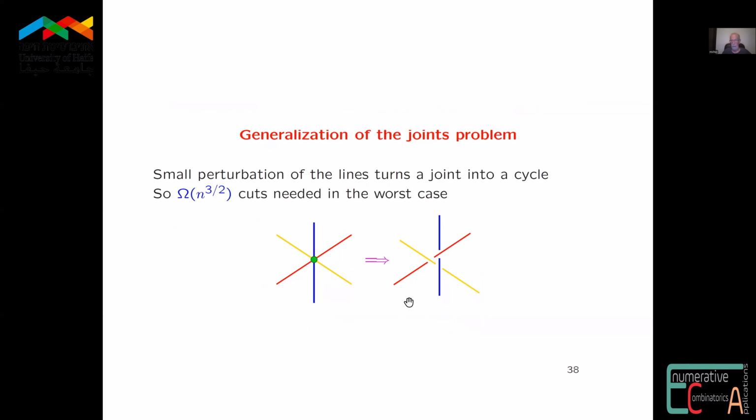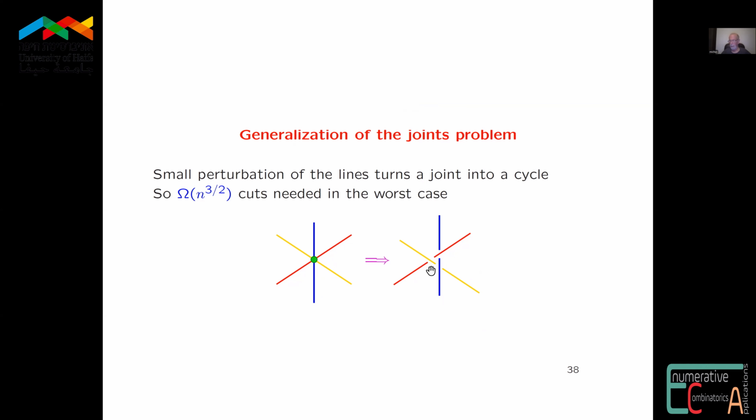Okay. So what bound are we after? Let's go back to the joints problem, which I mentioned early on, and observe. You get here 3 non-coplanar lines passing through the point. But if you shift each of them a tiny amount either way, then with a proper way of shifting it, this joint will turn into a cycle.